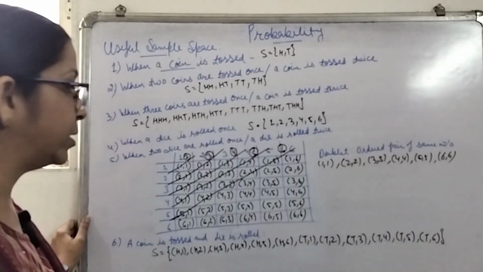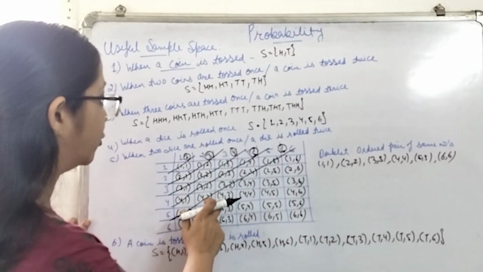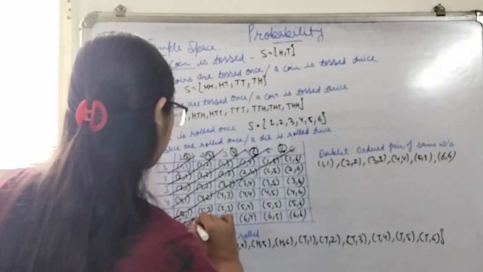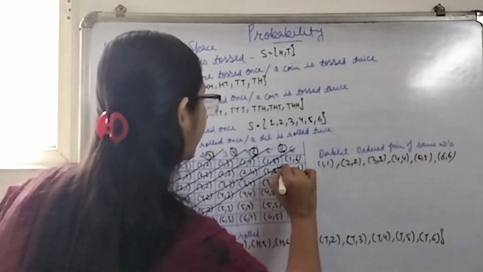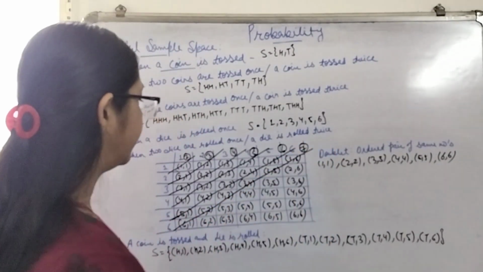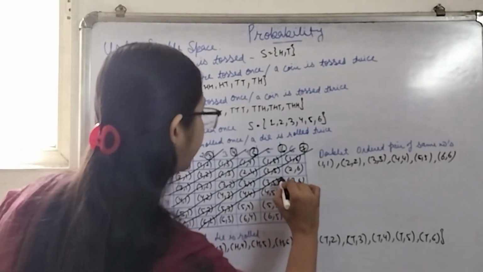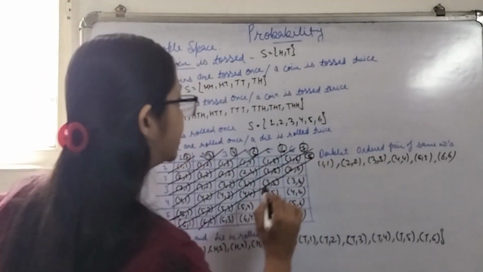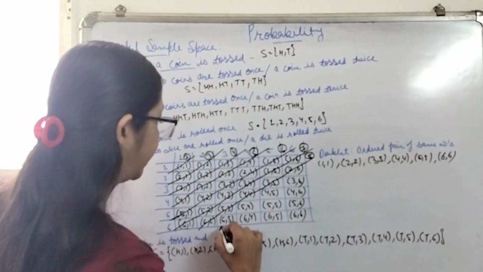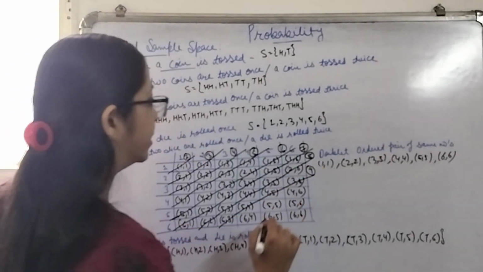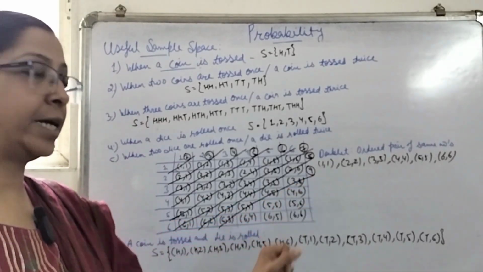When the sum is 7, it is (6, 1), (5, 2), (4, 3), (3, 4), (2, 5) and (1, 6). These are the numbers when your sum will be 7. Then for 8, (6, 2), (5, 3), (4, 4), (3, 5), (2, 6). It is for the sum 8. For the sum 9, (6, 3), (5, 4), (4, 5), (3, 6). Over here, the sum of the two numbers will be 9.